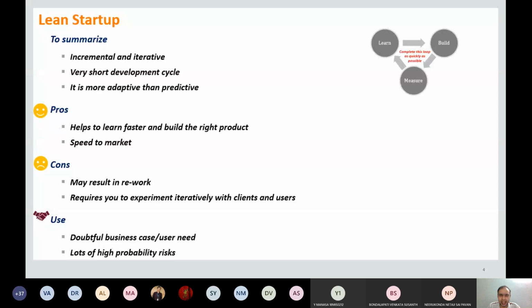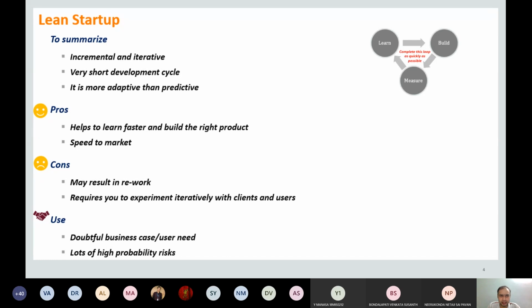To summarize what we have learned in the last class, we saw the five principles of lean startup management, and earlier to that we discussed the five principles of lean. Then we discussed the five principles of lean startup management. I hope you are able to remember that.